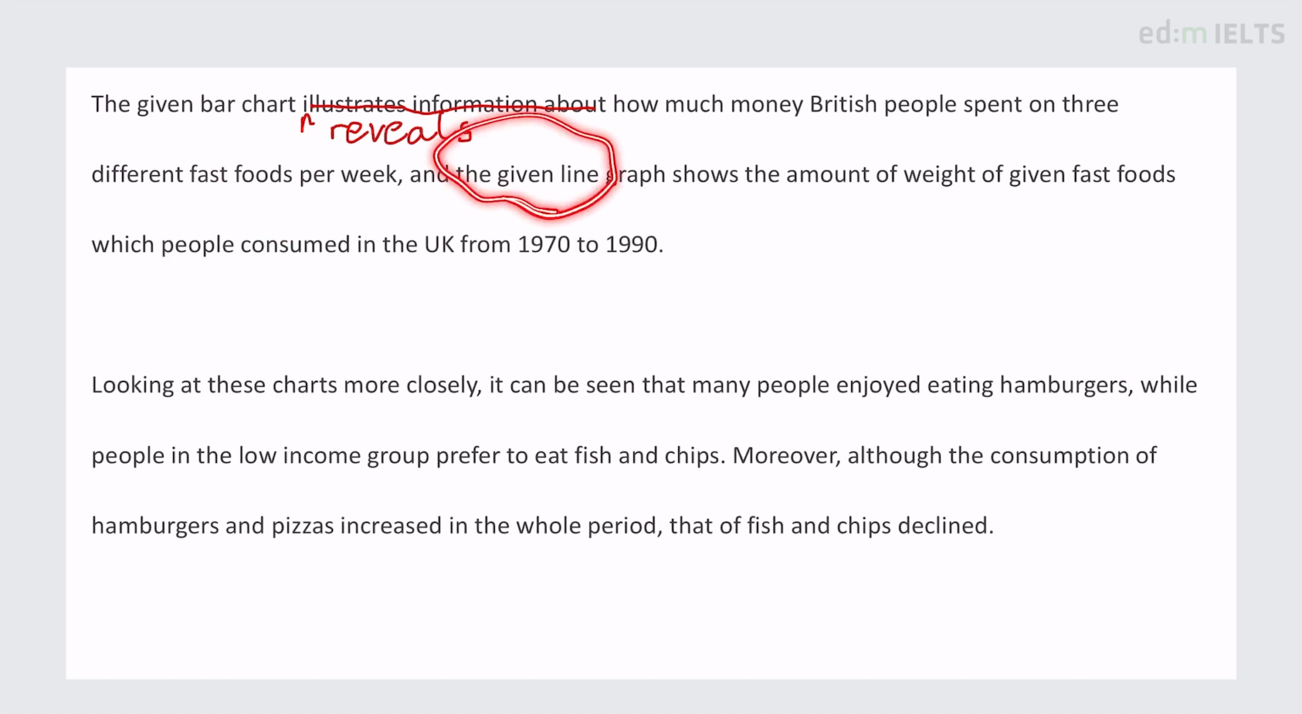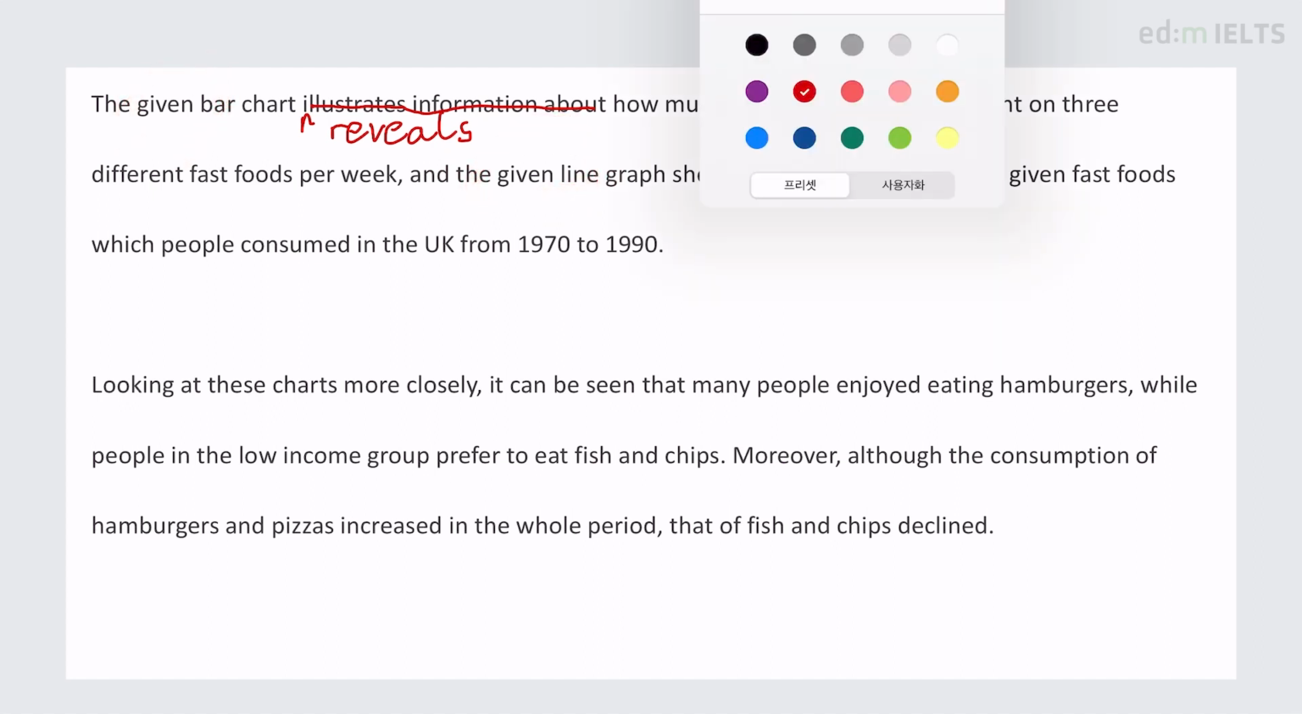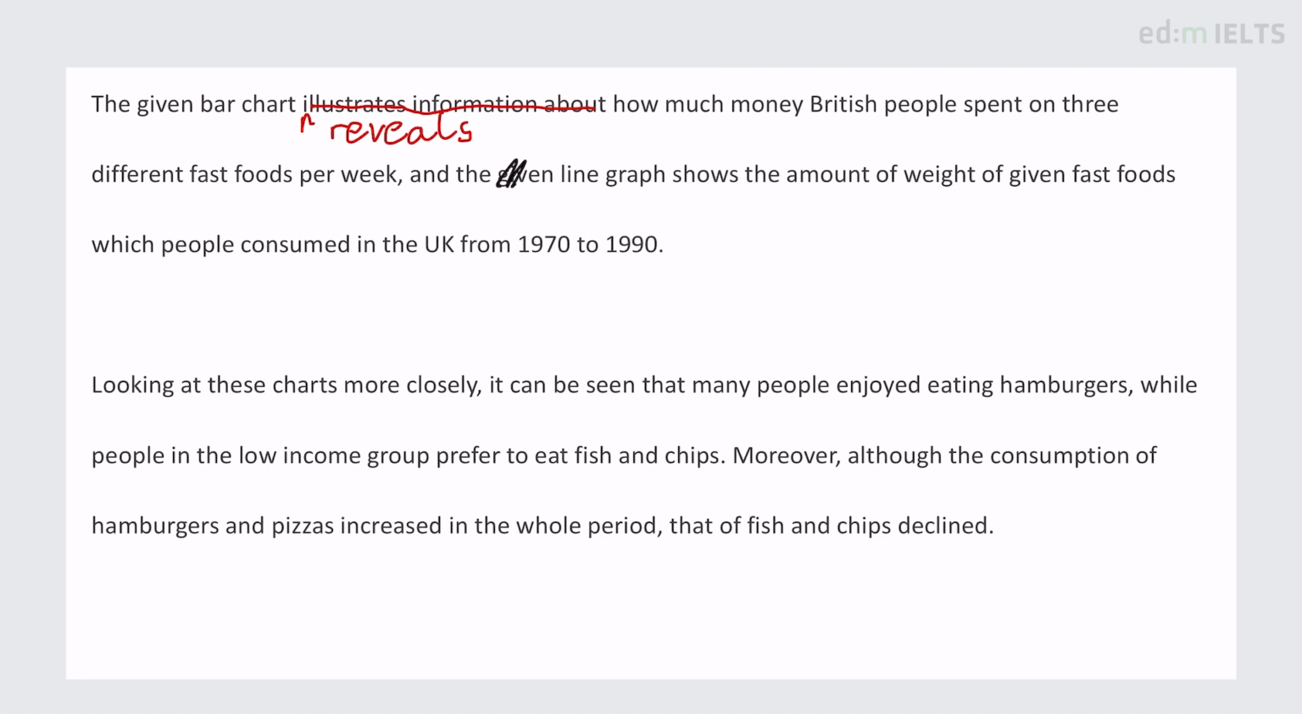And the given line graph, we've got all these givens. They're not really necessary. They can help you add another word. I'll leave one, but I don't want to. It's repetitive. And the line graph shows the amount of weight of given fast foods which people consumed in the UK from 1970 to 1990. You can probably tell from me reading it that the cohesion kind of breaks down here. I'm struggling to read it smoothly and kind of understand what it means.